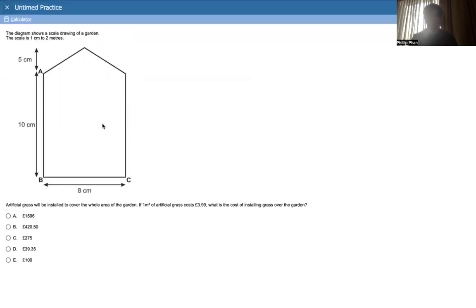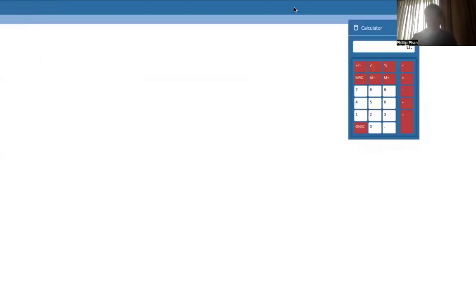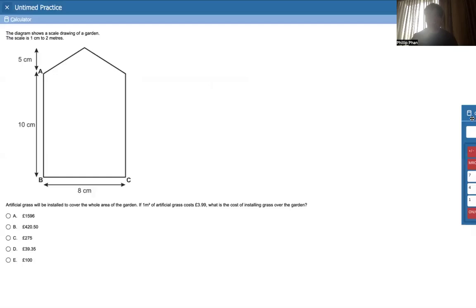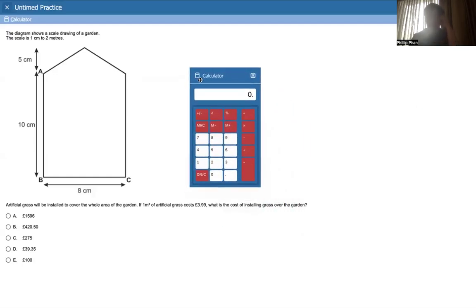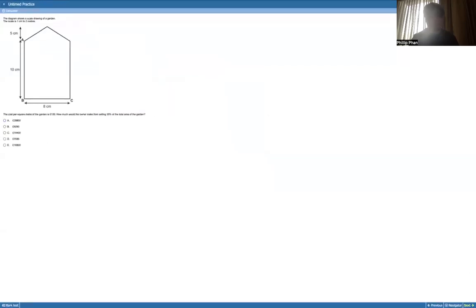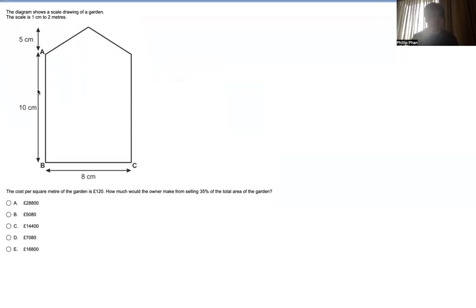Artificial grass will be installed over the whole area of the garden, at a cost per square meter. So what does this cost? Okay, this is one we're going to need our paper for. If we don't have paper here, I'm going to try to memorize the numbers. Right here, we're doing 1 centimeter to 2 meters, so it's going to be 20 meters by 16, so it's 320 meters squared. Then 10 by 16, which is 400 meters squared. 400 times 3.99 is equal to 1,596 pounds.